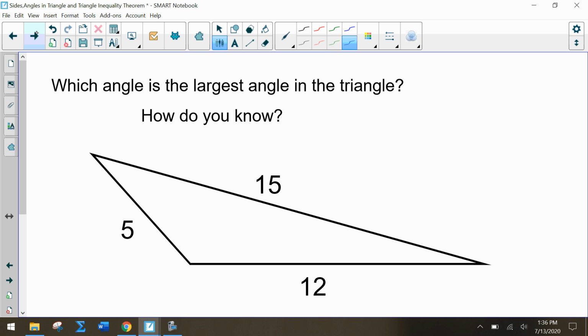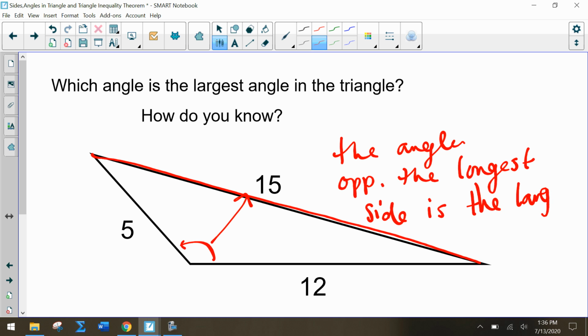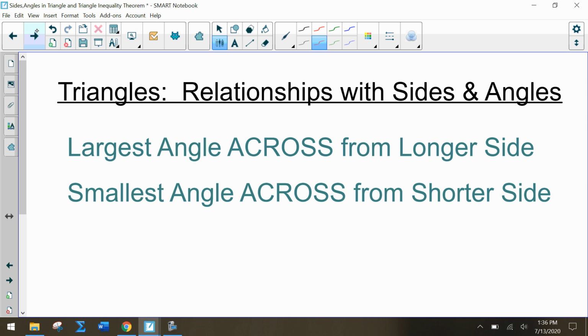How about this one? How do we know what the largest angle is in the triangle? Okay, so the largest angle we can see here, this is an obtuse angle. Clearly it looks obtuse. And notice how it's opposite of this side that's 15, which is the longest side. So the angle opposite the longest side is the largest angle in the triangle.